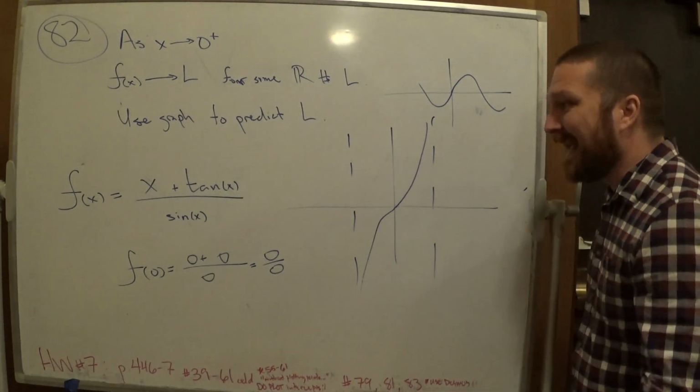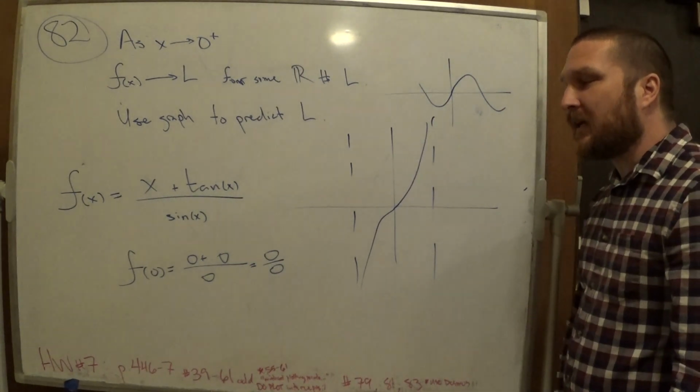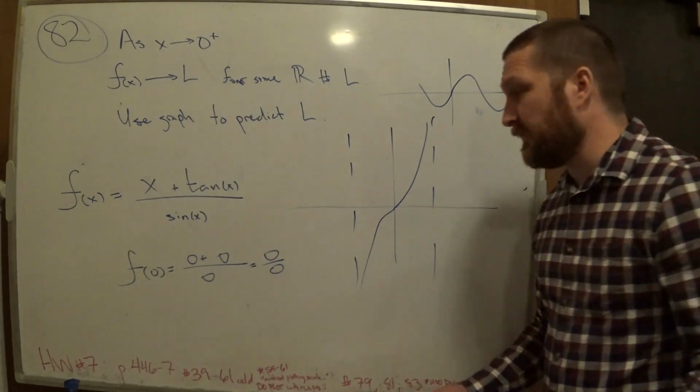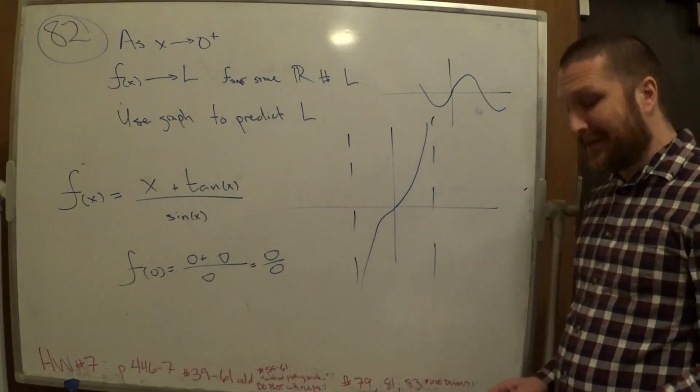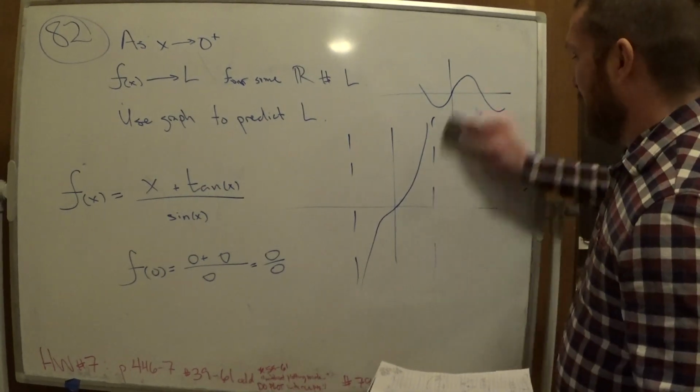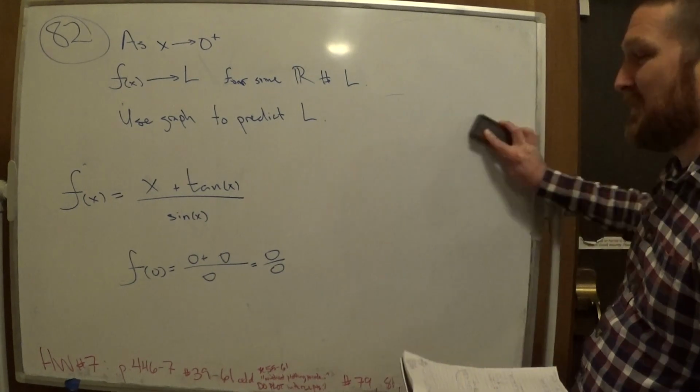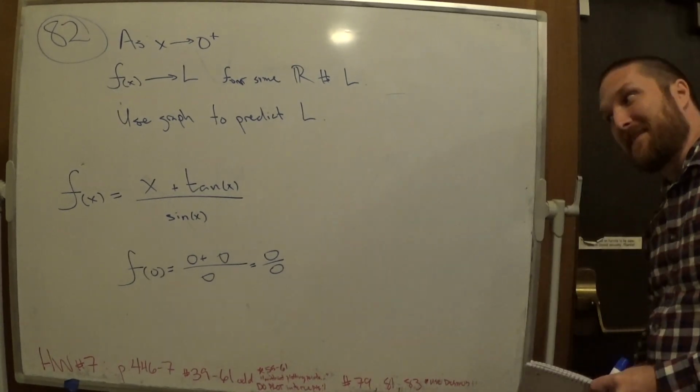What is it? And that's the thing, right? It might be 1, it might be 0, it might be undefined, it might be any real number. Anything divided by itself is 1, but anything divided by 0 is undefined. It depends on how fast one of them is going to 0 versus the other.